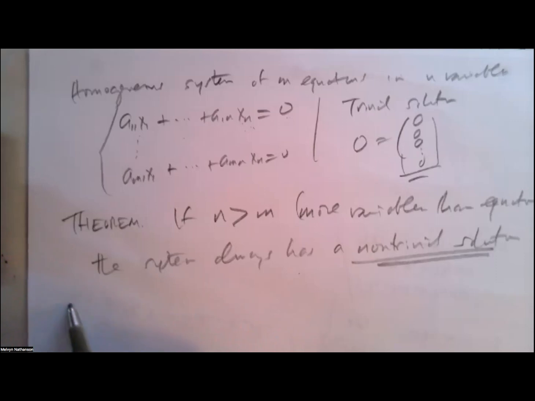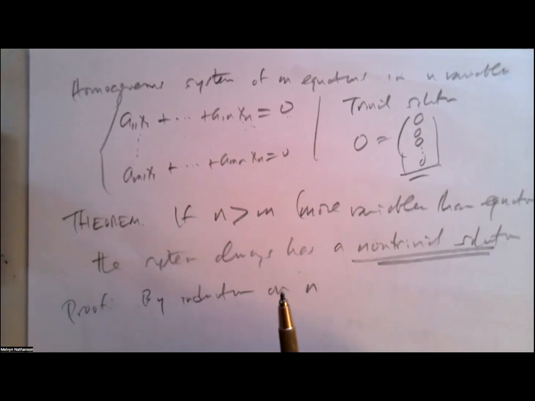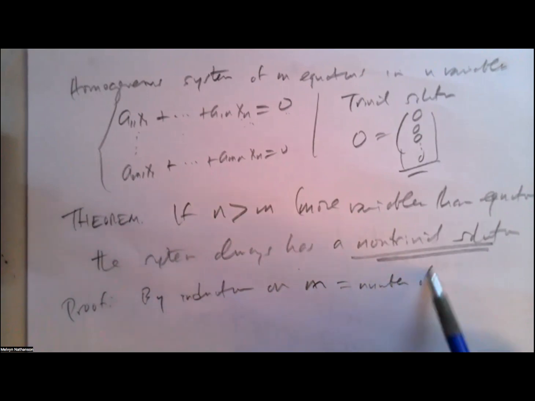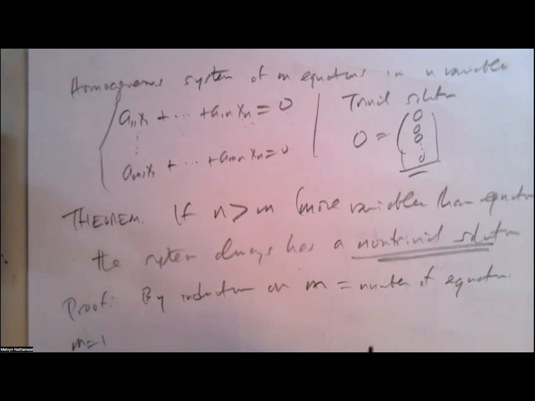Okay. And the way we're going to prove this will be by induction on n, the number of variables. Sorry, induction on m, the number of equations. So what does that mean? Suppose m is 1. That means we only have one equation.